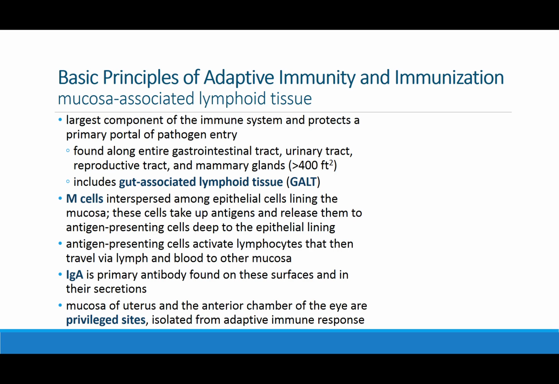And it's interesting that there are privileged sites. So the mucosa of the uterus and the mucosa that are found in the anterior chamber of the eye are privileged sites, locations where there is no adaptive immune response. And that would make sense. You don't want to be developing immunity against your developing infant. Now, why there's one in the eye, that I'm not so clear on, but it makes good sense to not develop immunity against your child.